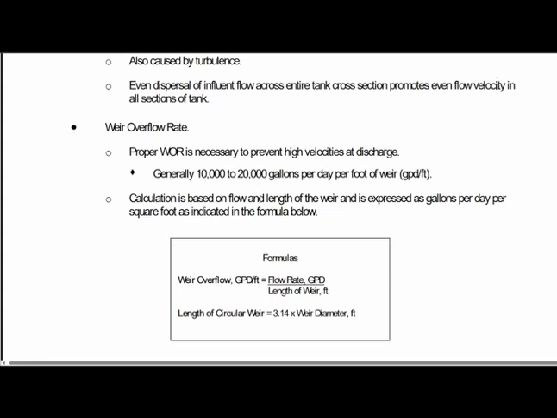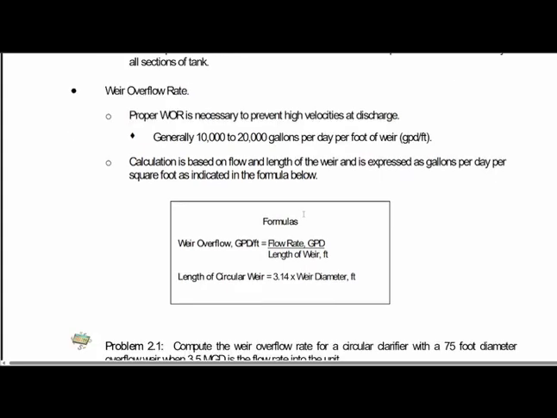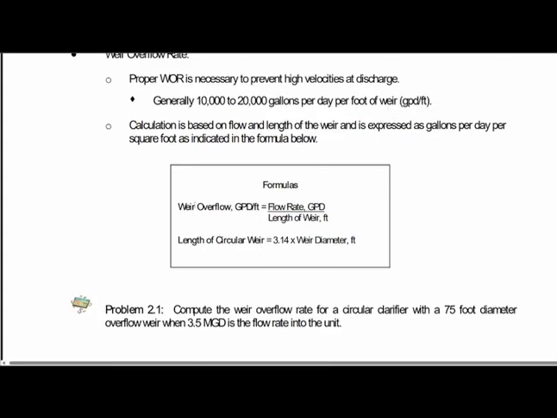Calculations are based on flow and length of the weir and expressed as gallons per day per foot, as indicated in this formula below, where we have the flow rate in gallons per day divided by the length of the weir. And the length of a circular weir is pi times the weir diameter. This math is much simpler than the last one because you don't have to find the volume first.